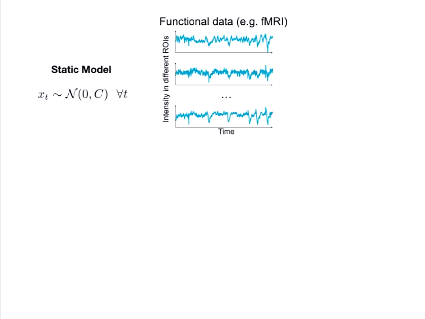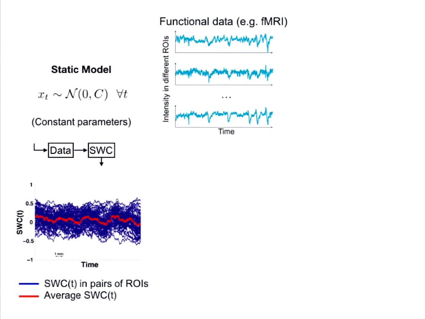As for the previous slide, this model has constant parameters. So the parameters are the same for each time point. And if you now generate data from this model, which is actually a null model for those who are familiar with null model theory, and then apply a sliding window correlation on these generated data, we get this, where the blue curves represent the correlation time series between different regions of interest, and the red curve is the average of these blue curves.